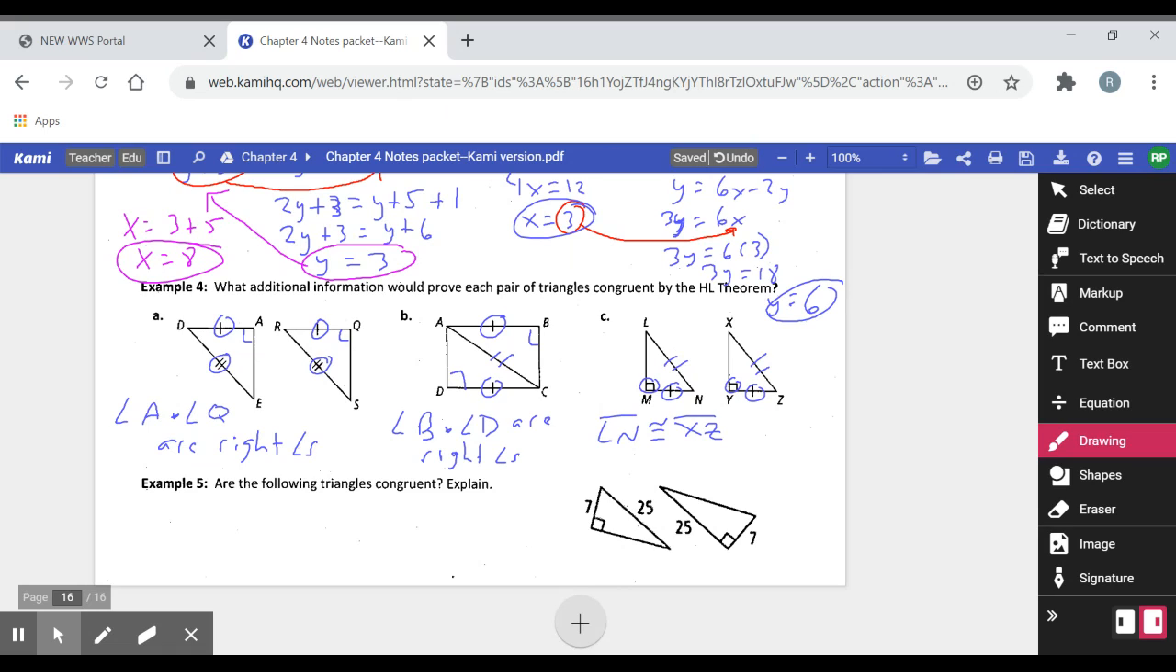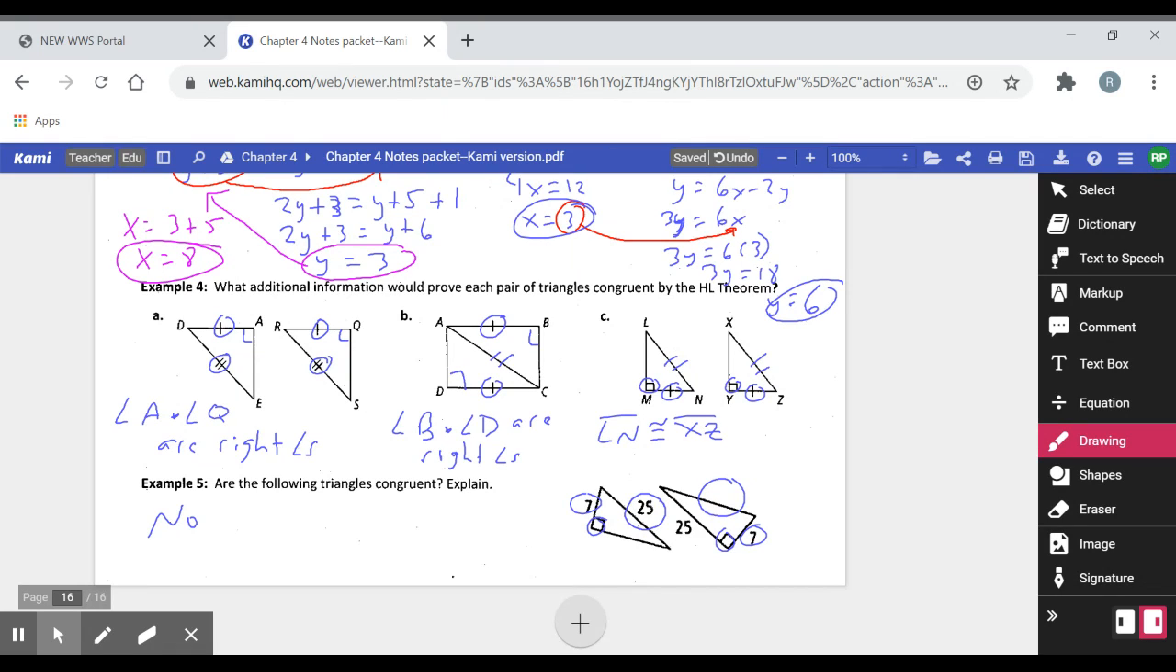Okay. And now on example 5, it says, are the following triangles congruent to each other? So we can see here that their right angles are there. We can see the leg is congruent for both. But the problem here is this hypotenuse is 25, and this hypotenuse, I don't know what it is, but I know that it has to be something bigger than 25. If my other two sides are 7 and 25, and the hypotenuse is always the biggest side, I know it's going to be bigger than 25. So in this case, I'm going to say no, the triangles are not congruent.